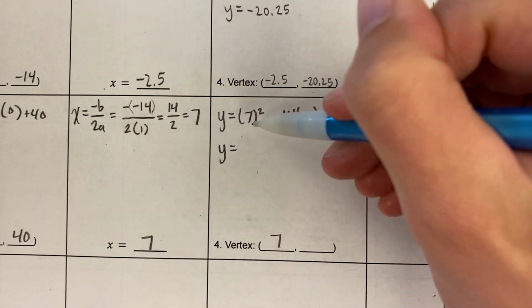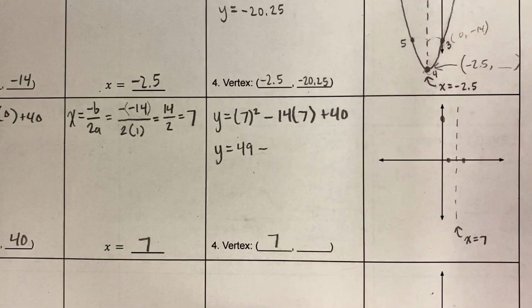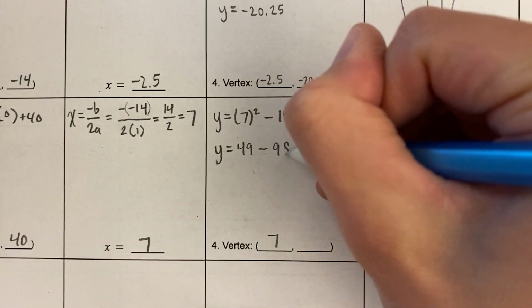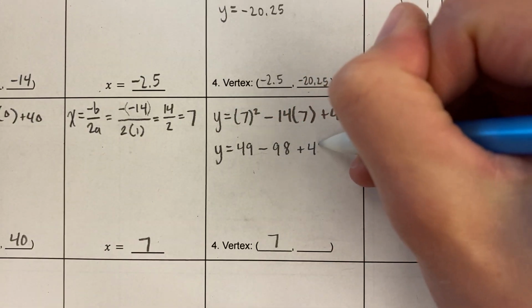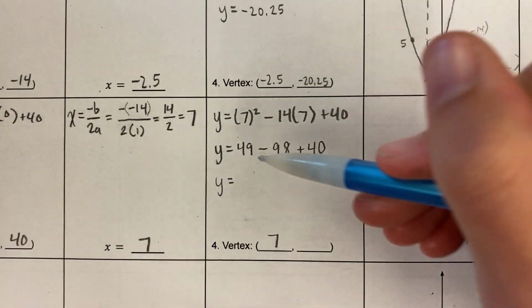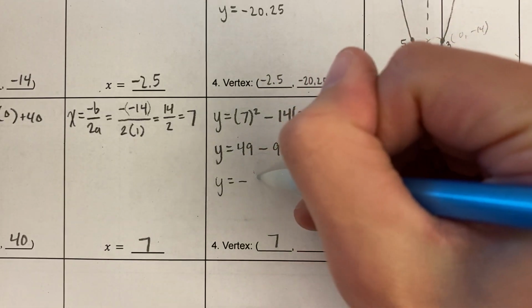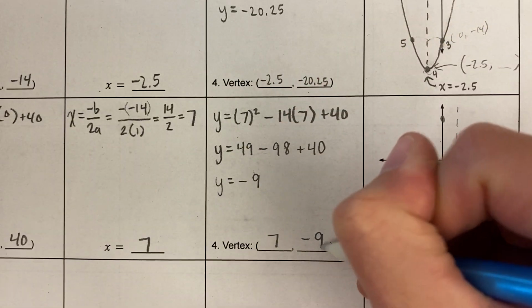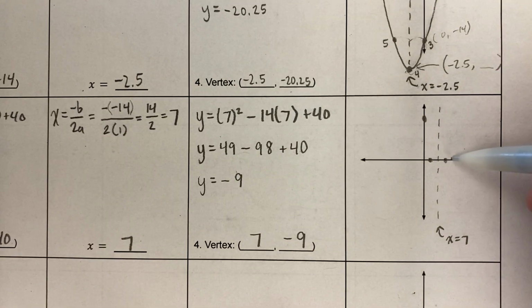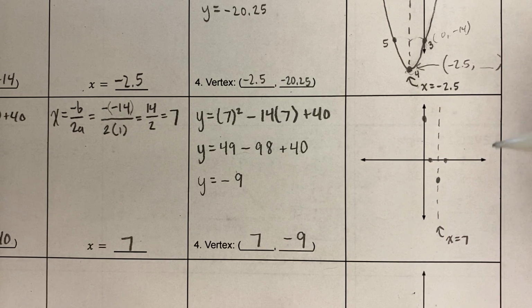So when I do the math here, I get 7 times 7, which is 49. 14 times 7, which is 98, and then I'm going to add 40. So 49 minus 98 is negative 49, plus 40 is negative 9. Okay, let's see if this makes sense. Negative 9, let's see, this was 10, so negative 9 is maybe right here. And this looks great.